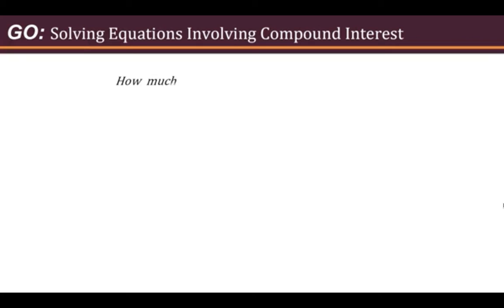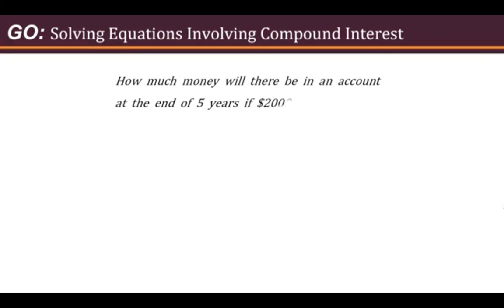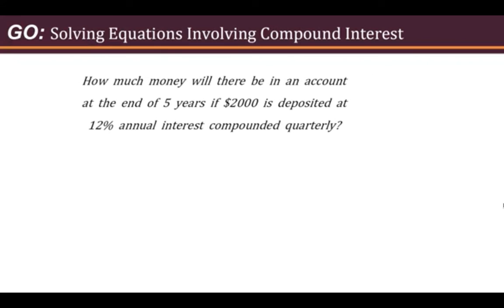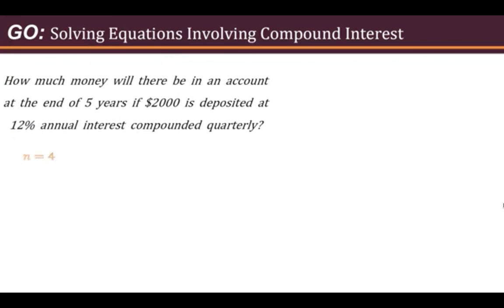For example, how much money will there be in an account at the end of 5 years if $2,000 is deposited at 12% annual interest compounded quarterly? Remember that quarterly means the money is compounded 4 times a year, so we know that n equals 4. Since the initial amount put in the account is $2,000, then P equals 2,000. The amount of time the money is in the account is 5 years, so t equals 5. Since the interest rate is given as 12%, we need to convert this number to a decimal and let R equal 0.12. Now all we need to do is put each of these numbers into our equation to find the amount of money after 5 years.